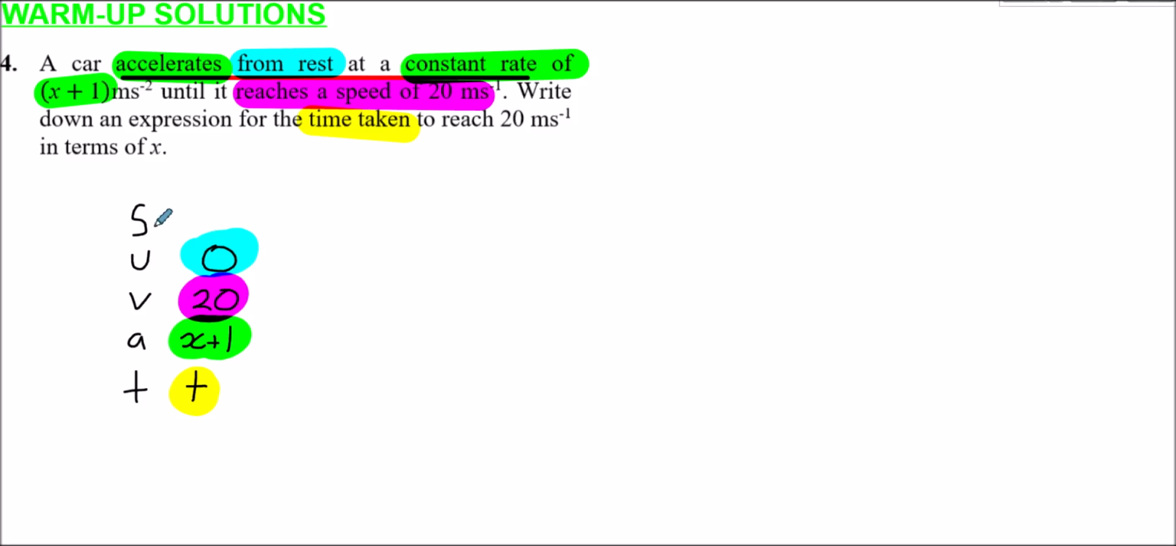S, for displacement, we don't know, we don't need to know it, we don't care. So I'm just going to put a cross against S. Which one of the SUVAT formulae doesn't rely on S? Have a little think about them, if you can. Hopefully, with a bit of brainstorming, you'll realise it's going to be v equals u plus at.